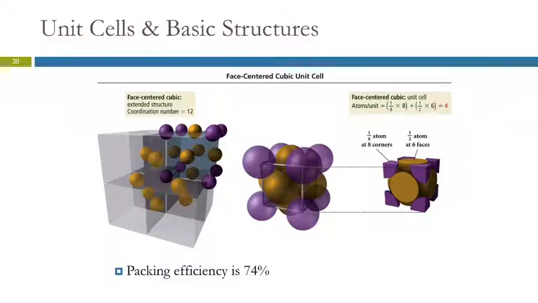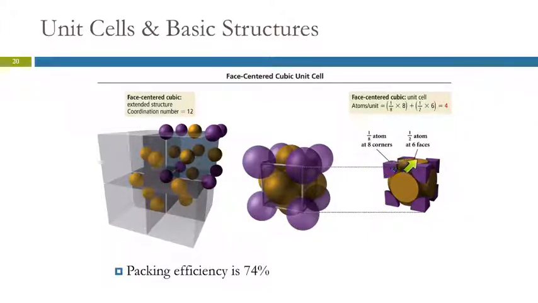Here are the more blown up diagrams. So here we've got looking at how many atoms are in here. Well, you've got the corners. That adds up to 1 atom. And then on each face, you have half of an atom. There are 6 faces, so that's a total of 3. So in the whole unit cell, you have 4 atoms.